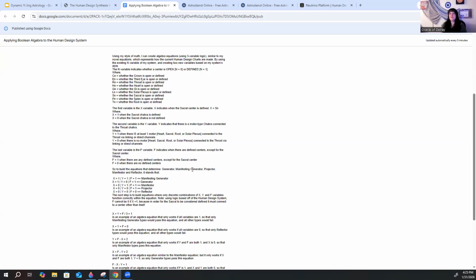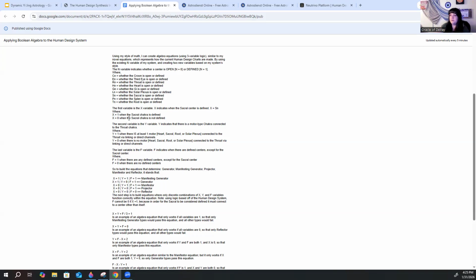So these equations use 3-variable logic, where these variables can either equal 1 or 0. There's an F variable, a Y variable, and an X variable, and they can either equal 1 or 0. Then there are different combinations of 1 or 0 for each one, and each one is a unique combination. So it discreetly categorizes all 5 types.